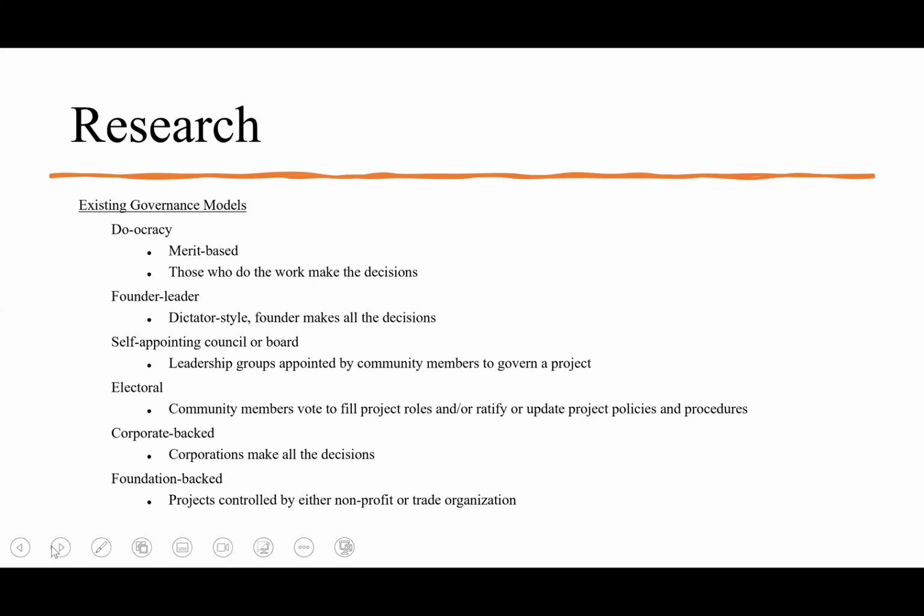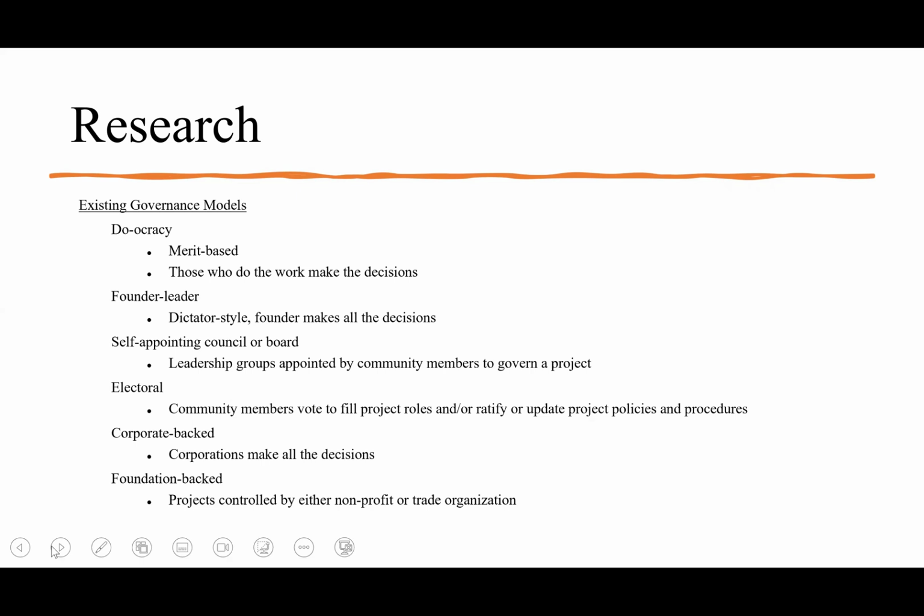Coming to the research, we have managed to research six existing models. All of these models have their own strengths and weaknesses. The first model is called Democracy, which is a merit-based model, and the second model is the founder leader model.